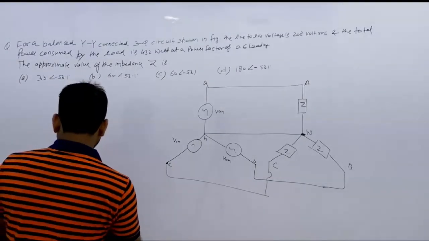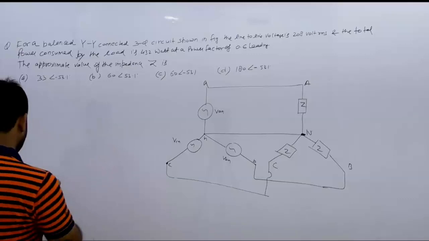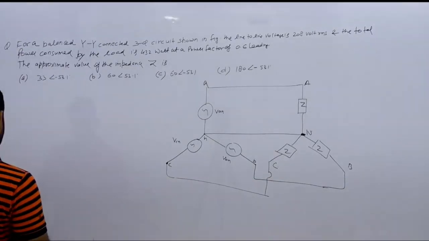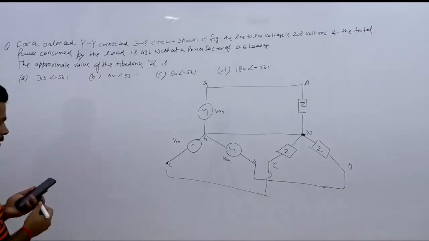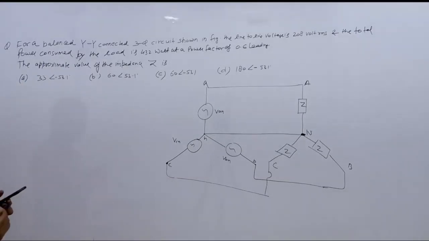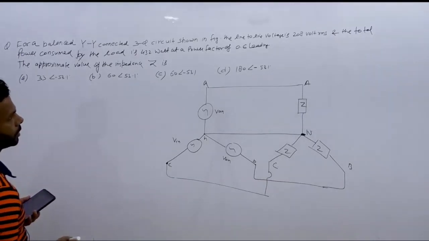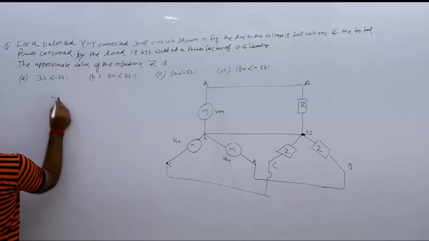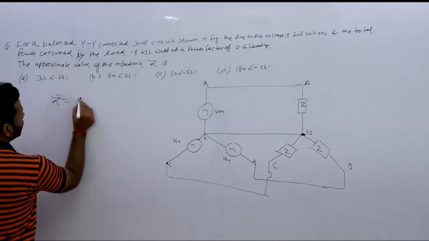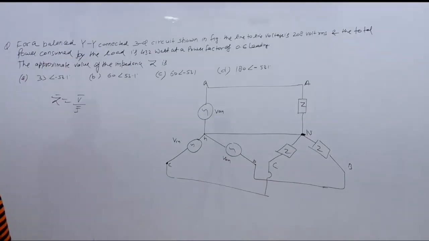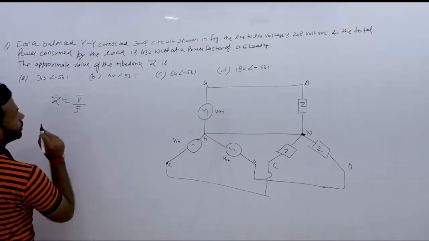Okay, so let's see the solution of that. If you read the question properly, what I need is the impedance. So Z is equal to V upon I. To calculate this, first we need the voltage.